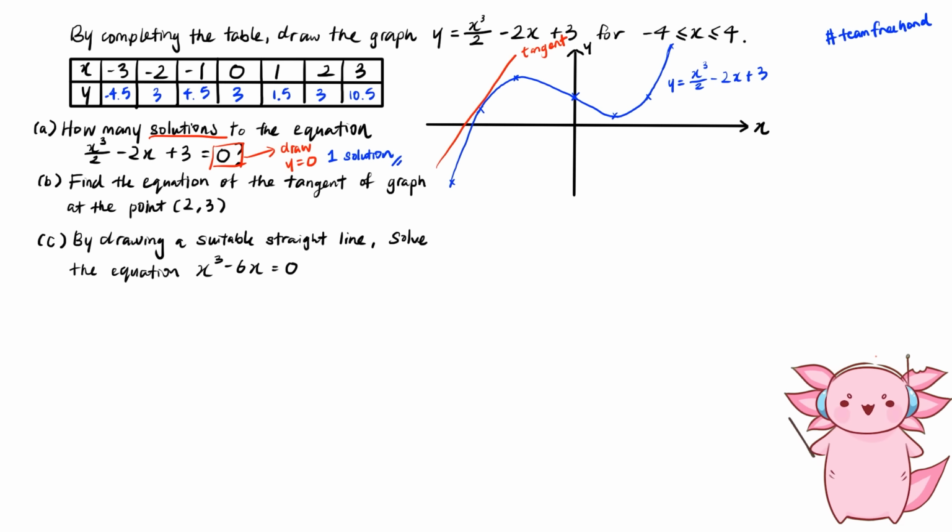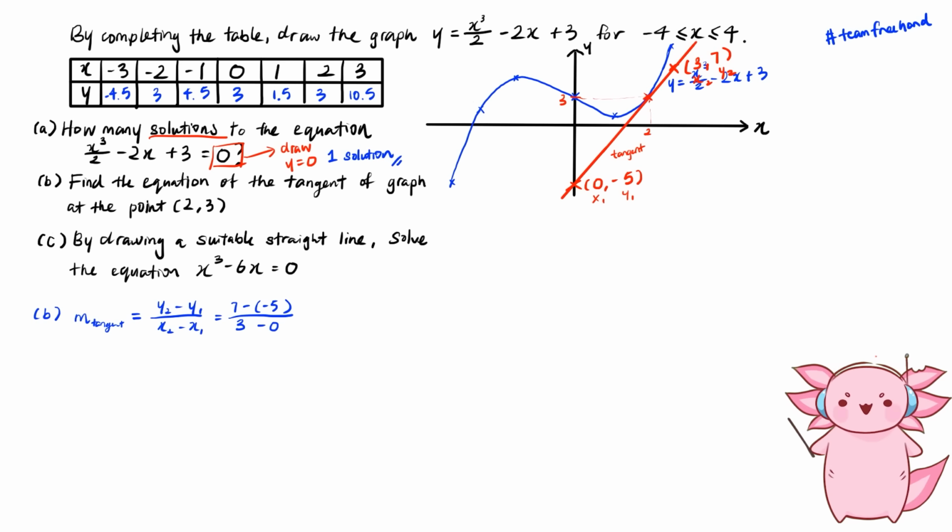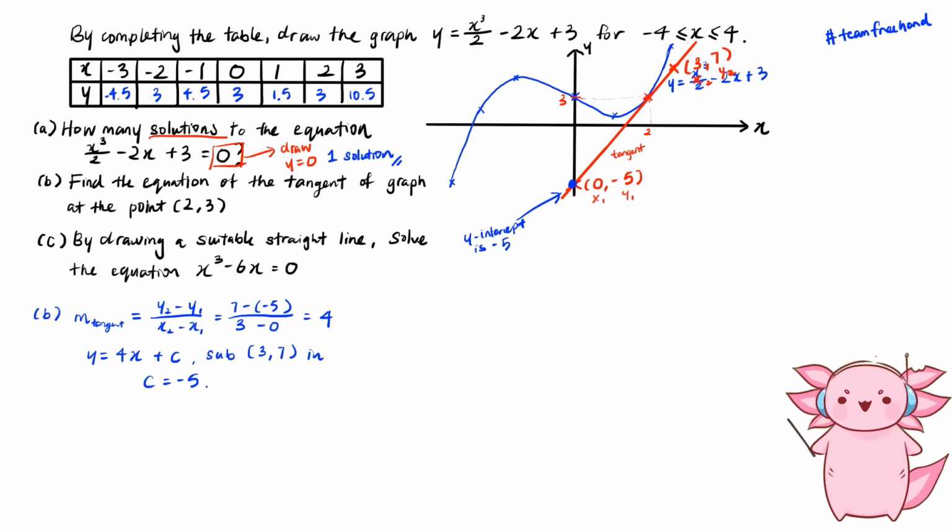A tangent is basically a line that touches the graph at exactly one point. So we put our ruler like this and move it closer to the graph until it touches the point 2, 3 over here, and we draw it out. Now, to find the equation of the tangent, we find 2 points, say here and here, that lie on this line, and we just use the gradient formula to get the gradient of the tangent to be 4. Now we can either sub in one of the coordinates, or we can read the y-intercept to get the c value of -5. So the equation of the tangent is y equals 4x minus 5.